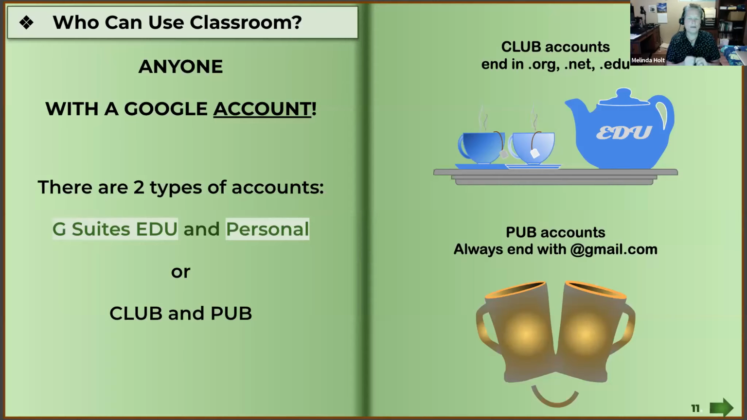But if you create a classroom and you try to share it with your students, and your students say, I didn't get an invite, I can't enter the code, it tells me I'm not allowed. That means that your club won't allow the pub to share. All right, so you need to know that. So that's something just to keep in mind when you're creating your classroom account.